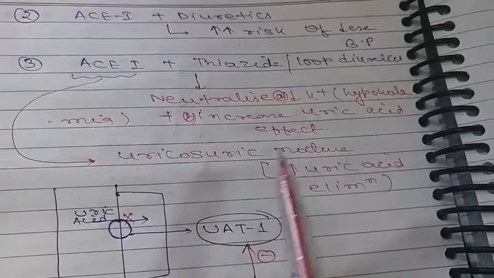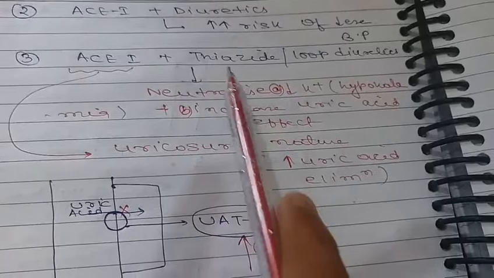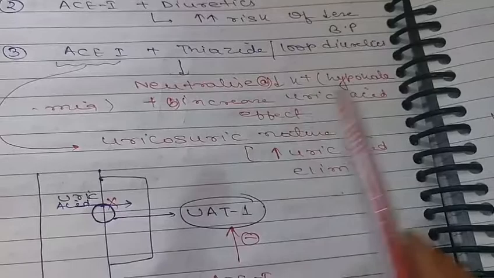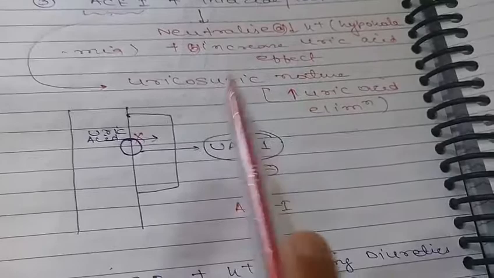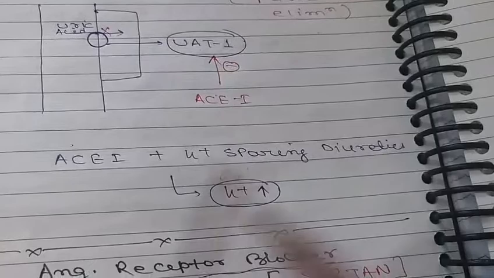So this ACE inhibitor, if given with thiazide, will neutralize two effects of thiazide. First one is decrease in potassium, that is hypokalemia, and the second one is increased uric acid effect. Clear? Because ACE inhibitor will block URAT1, that is uric acid transporter 1. So uric acid will not be reabsorbed in the cell, so this will be excreted in your urine. So it has uricosuric nature. If ACE inhibitor is given with K plus sparing diuretics, then it leads to increase in K plus amount.